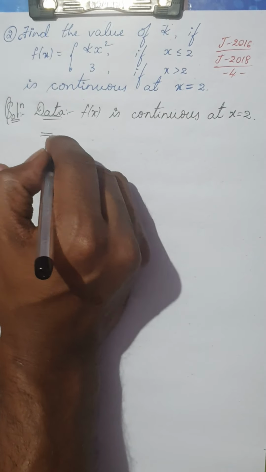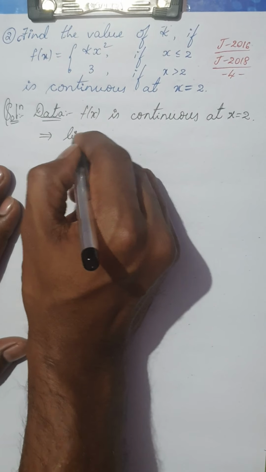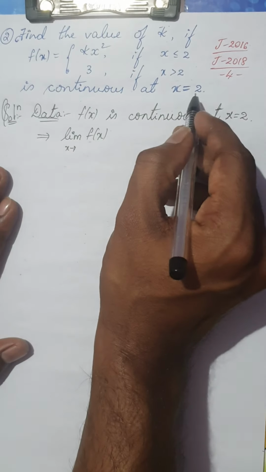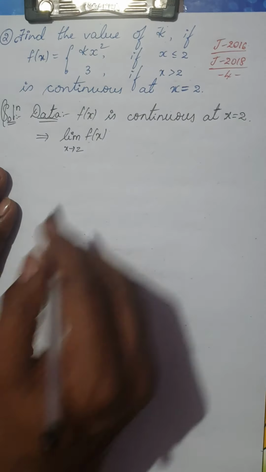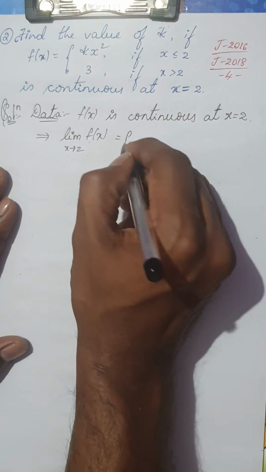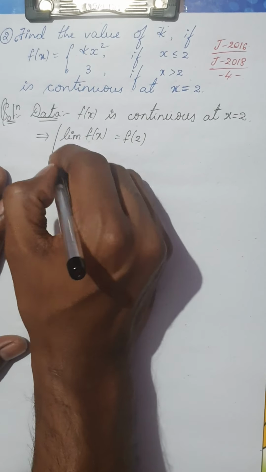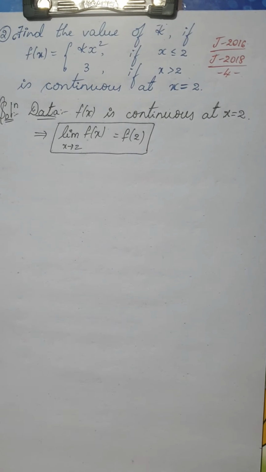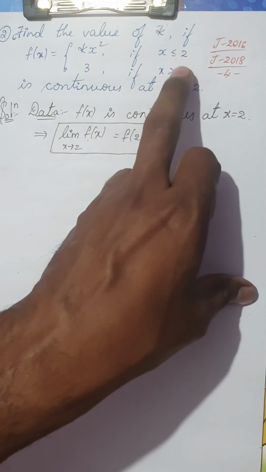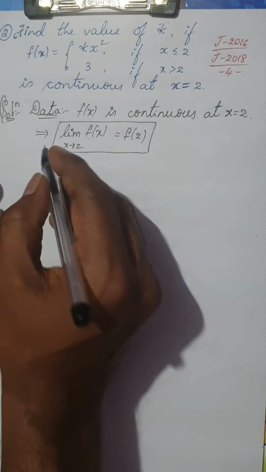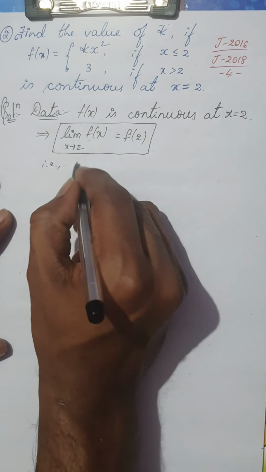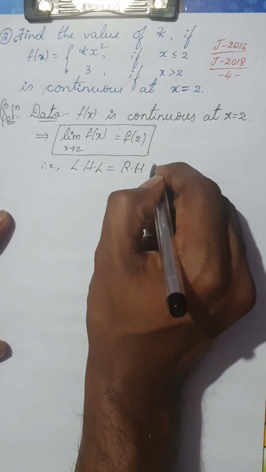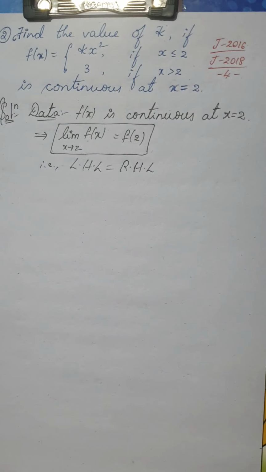So what do we mean by continuous? We know the limit of f of x as x tends to a, and what is the a value here? 2, isn't it? This is nothing but f of 2. So this is the definition of continuity. Now I don't have the value at x exactly equal to 2. That means my LHL should be equal to my RHL, isn't it? My left hand limit should be equal to the right hand limit.